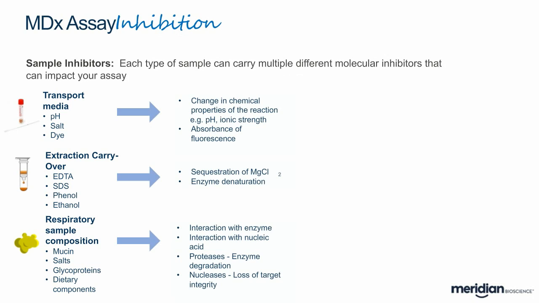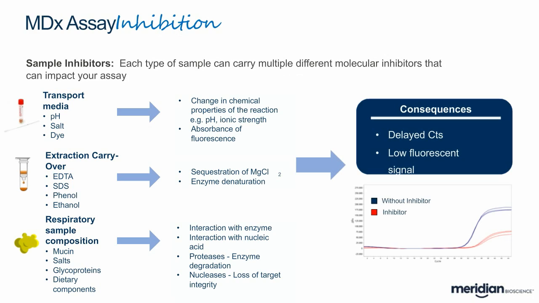Finally, patient samples are complex systems and can have a range of mechanisms for inhibiting the reaction, either by interfering with the activity of the polymerase or by degrading key components such as target nucleic acids or enzymes. All these factors cumulatively lead to delayed CTs and low fluorescence signal as shown in the example here.